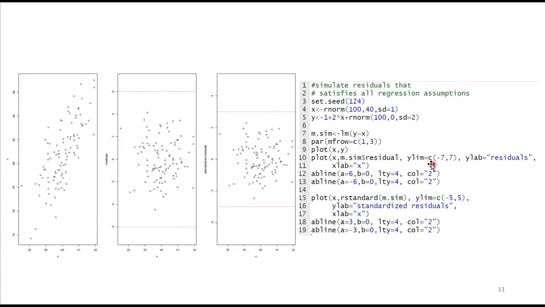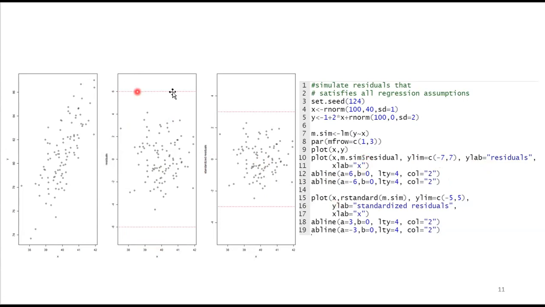And then these other things are just labeling and setting up the axes. They're optional. So ylim is the limit of the y-axis values. I'm setting it going from -7 to +7, but it doesn't even have to go that far. The ylab, okay, so I'll label the y-axis, and the x-axis I've labeled as well.